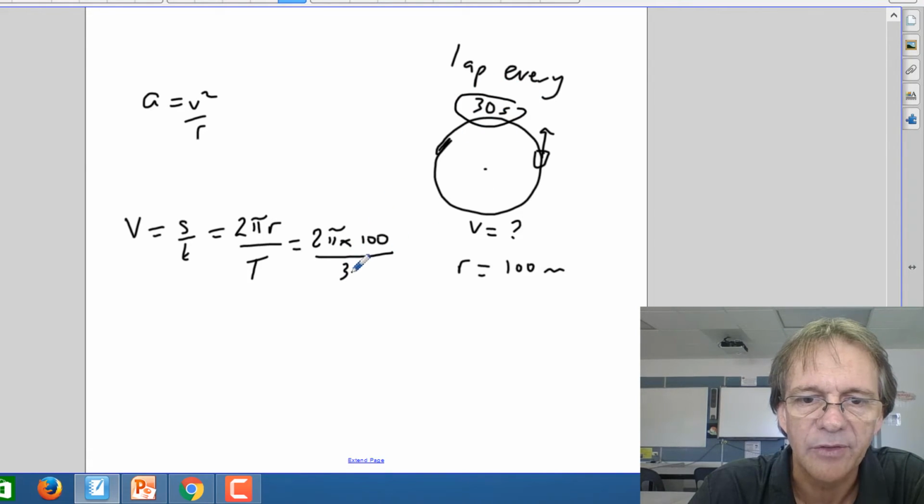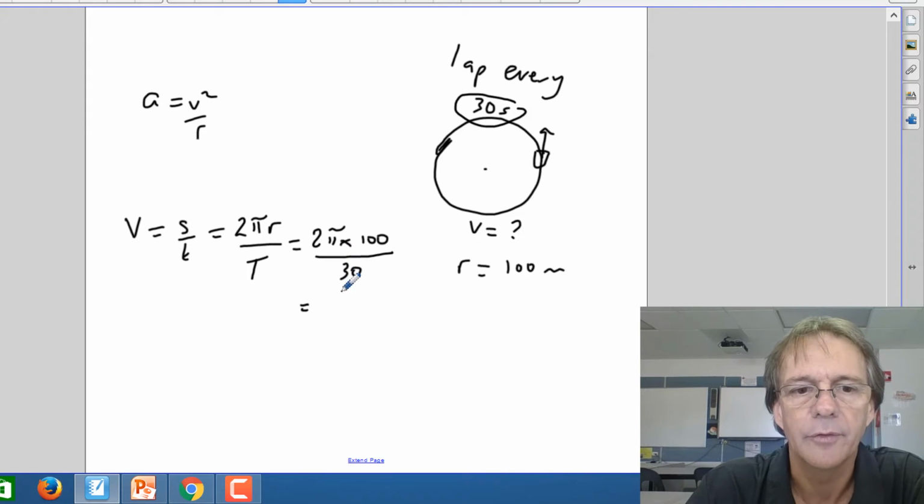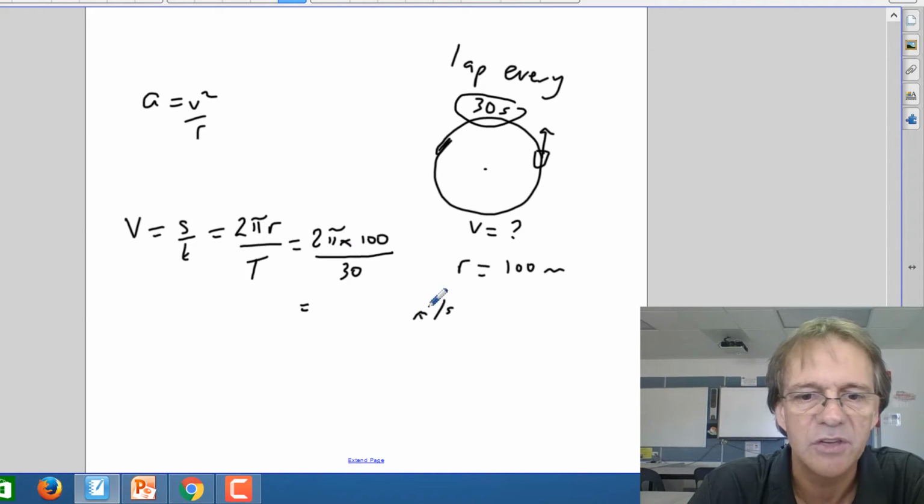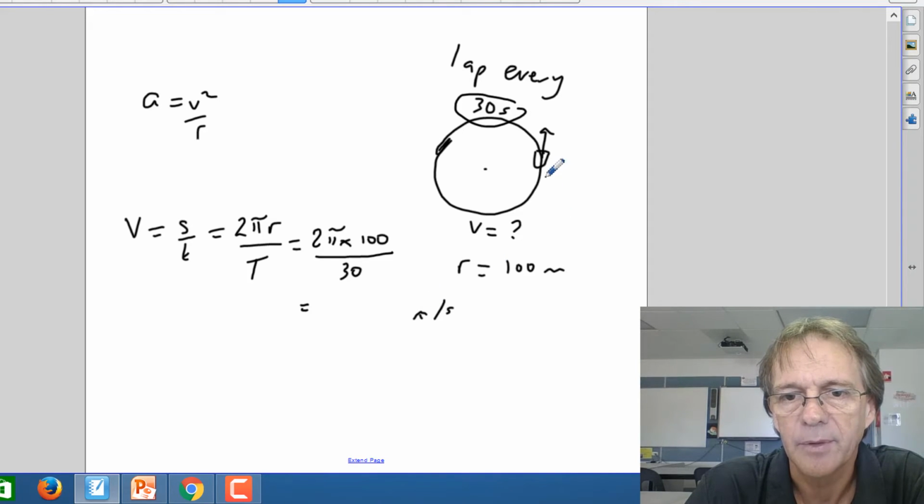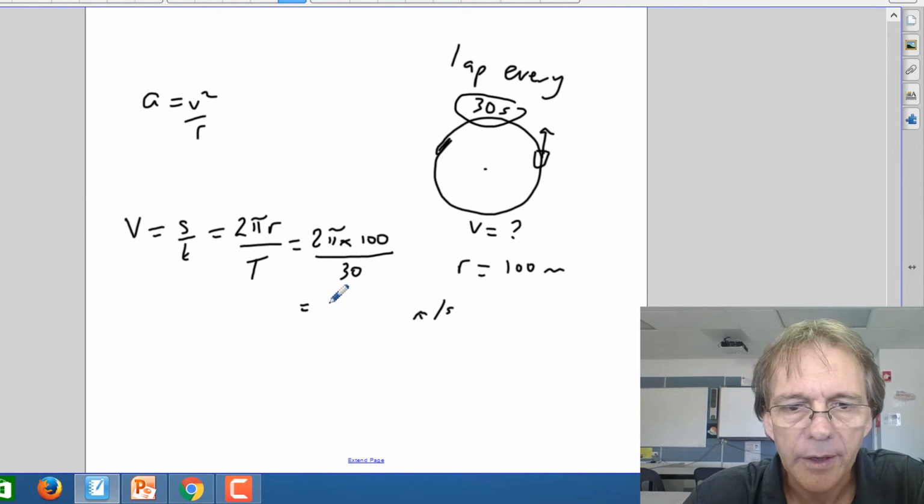So make sure it's in metres and in seconds, and that will tell you the velocity there in metres per second. It's sometimes called the tangential velocity or linear velocity, or just the velocity or the magnitude of velocity, but it tells you the size of the velocity that's going around that circle, even though the direction is changing. So looking at that, you see a value of 20.9 metres per second.